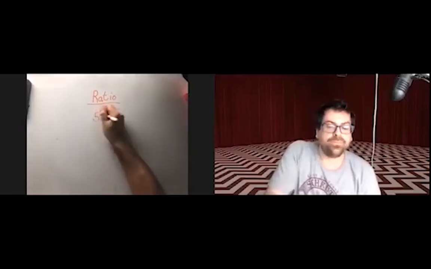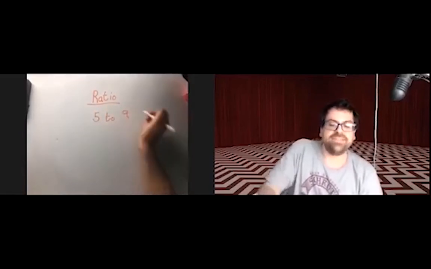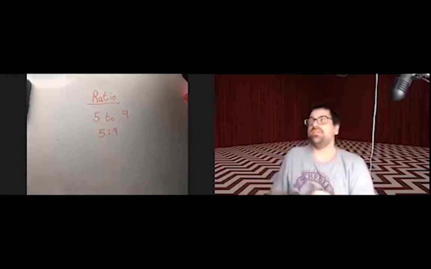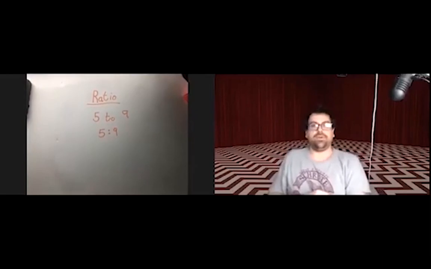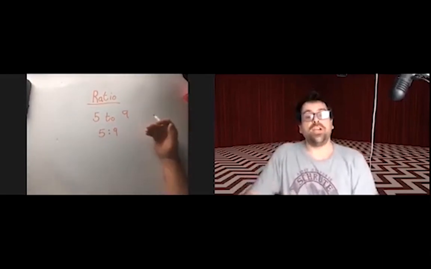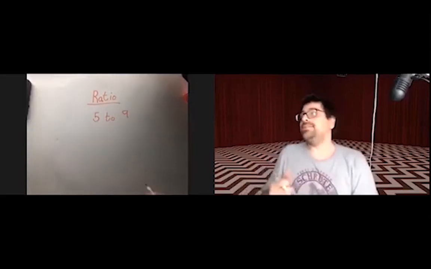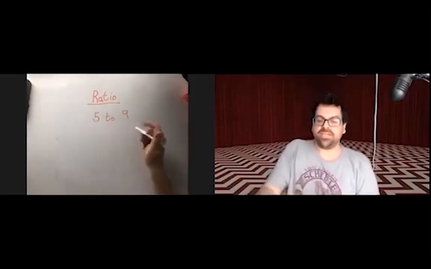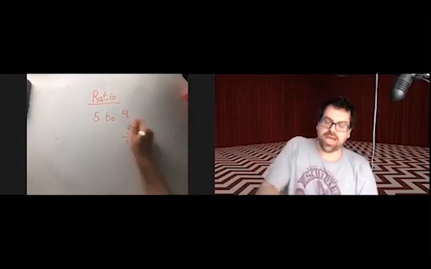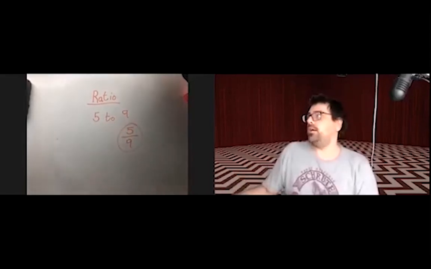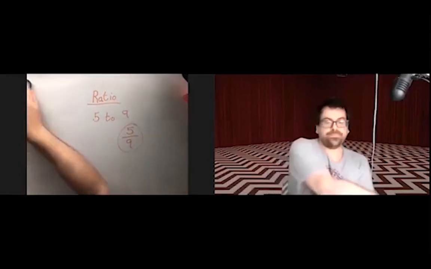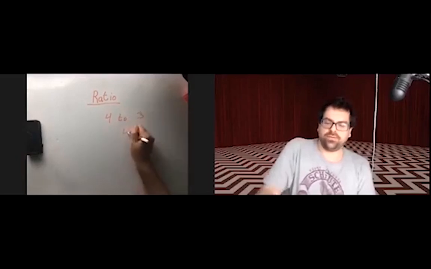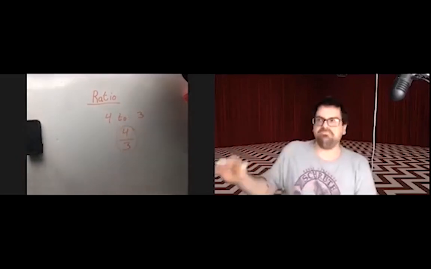A ratio is given like this: 5 to 9. We want to write these ratios as unsimplified fractions. That makes these really easy. 5 to 9 is 5 over 9. Do not simplify. You couldn't anyway, but we're not gonna. 4 to 3: write it as a fraction. Don't simplify.